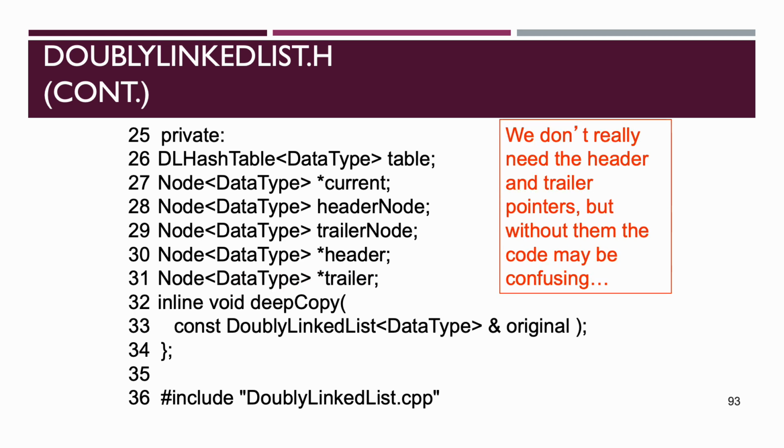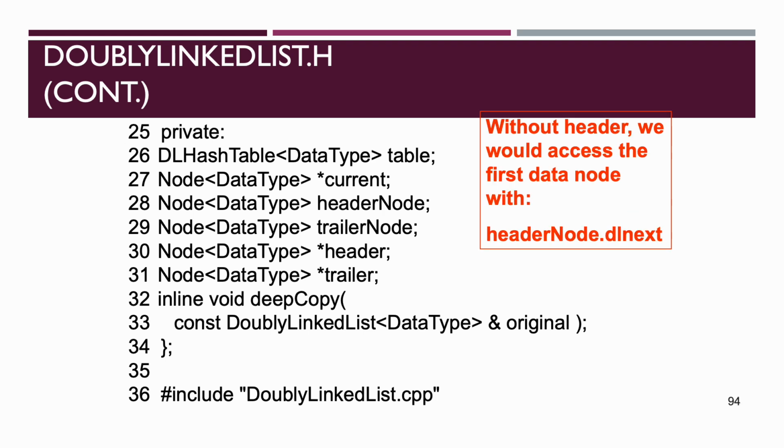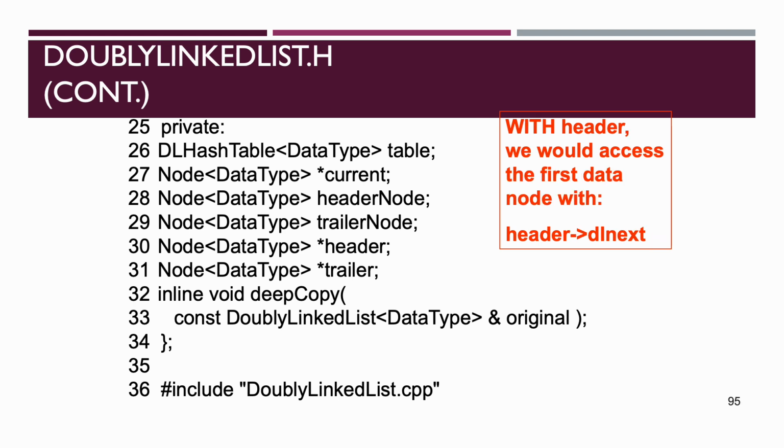Now we don't really need the header and trailer pointers, but without them the code may be confusing. Without header, we would access the first data node with header node dot DL next. And with header, we would access the first data node with header pointer DL next.